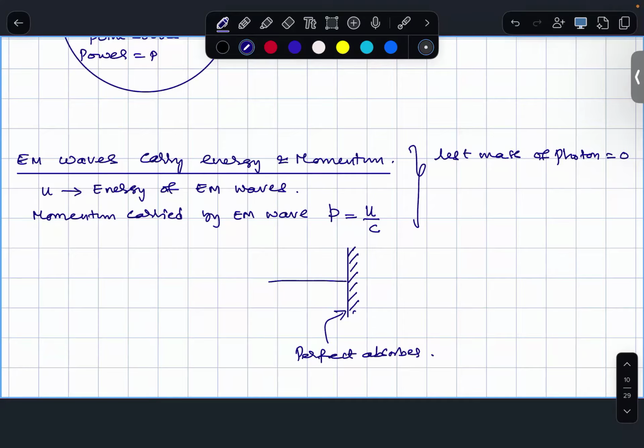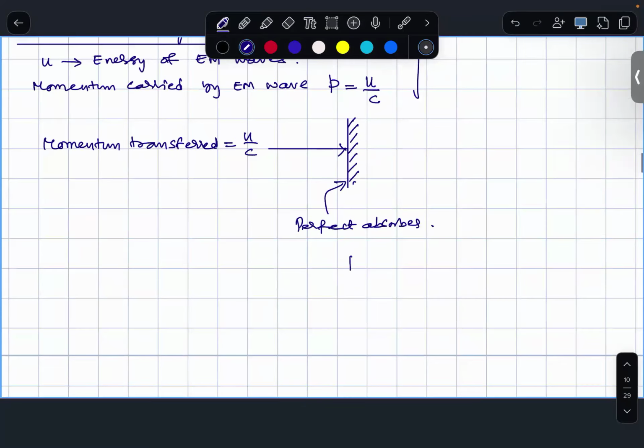In this case, the momentum transferred is simply U by C. Because initial momentum is U by C, finally it is 0, the transferred momentum is U by C.